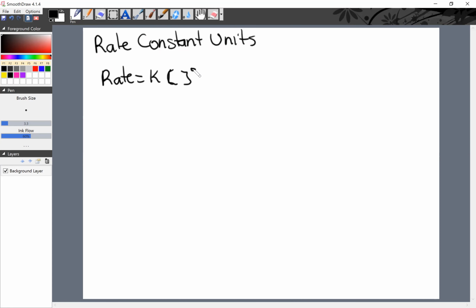Okay, so I'm actually looking for the units. So I know rate is always molarity per time. So I'm just going to use second. K and a molarity to the 0. Well, anything raised to the 0 power is 1. So this goes away as the big number 1. And so what are the units on a zero order K? It should be molarity over time.